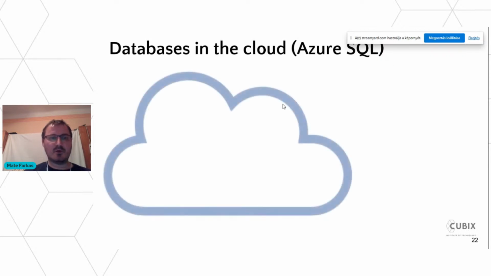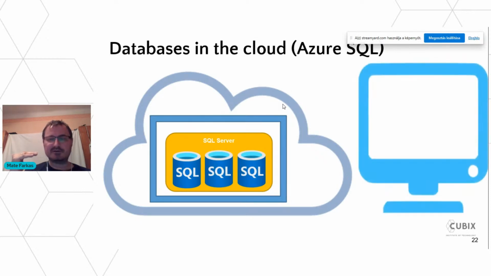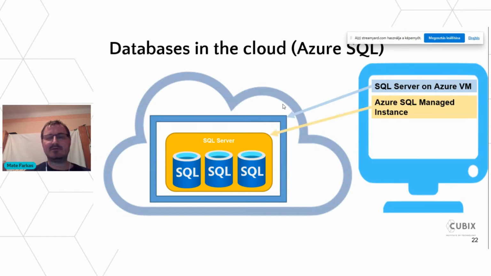Okay, so what are these service levels in the cloud? The first level is a simple virtual machine, and this virtual machine runs a database server and serves some databases. Another level is we use a SQL managed instance, which is a SQL server, but not on a virtual server. We don't have access to the virtual server or the virtual machine itself, only to the SQL server and the databases, of course.